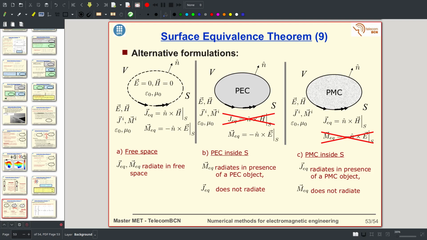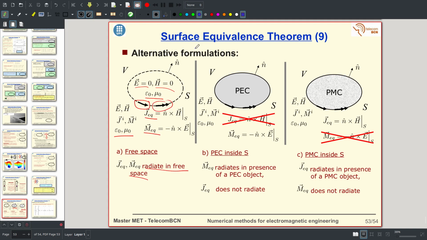Well, and to finish with the surface equivalence theorem, just two alternative formulations. Formulation A is the one that we have already seen, in which you have zero fields inside surface S, and you have free space inside surface S, the same as outside, so you have free space everywhere, and you have equivalent currents, the electric equivalent current and a magnetic equivalent current that radiate in free space. So everything radiates in free space.